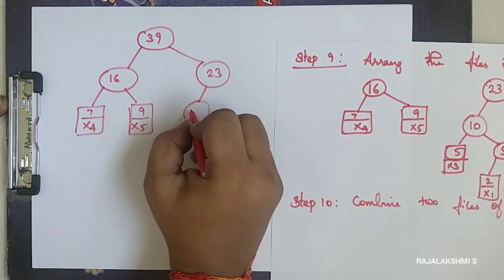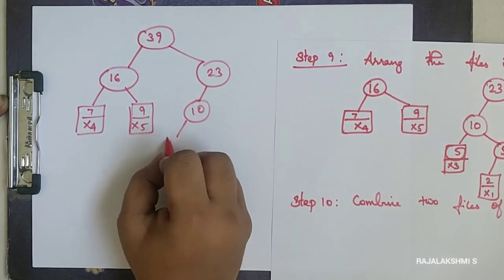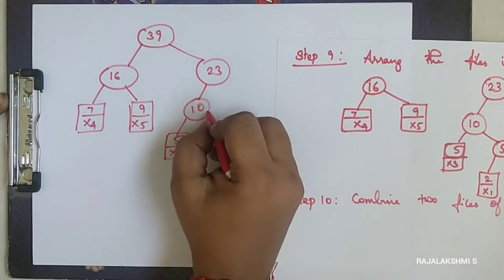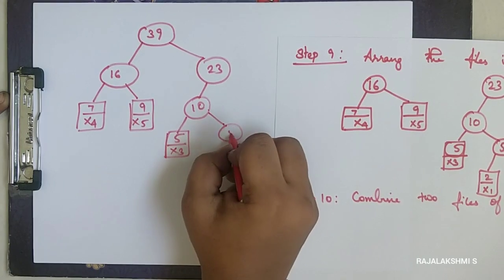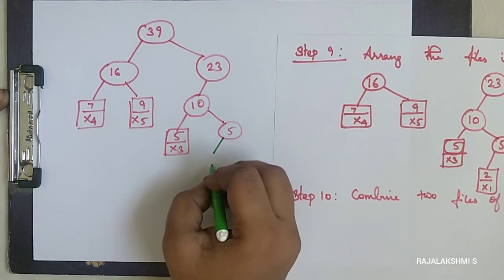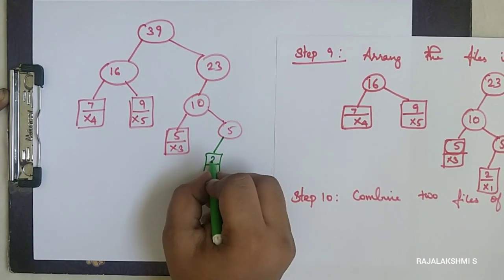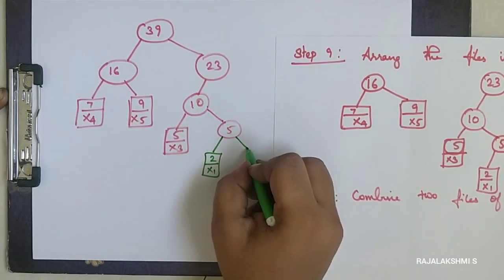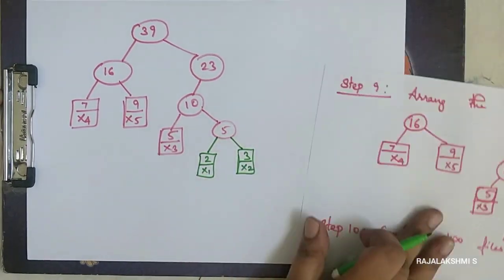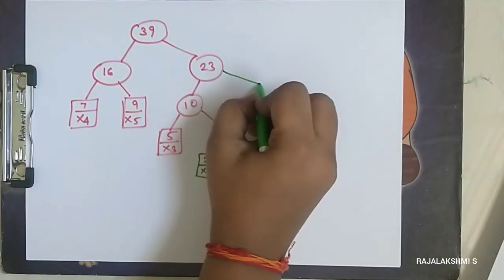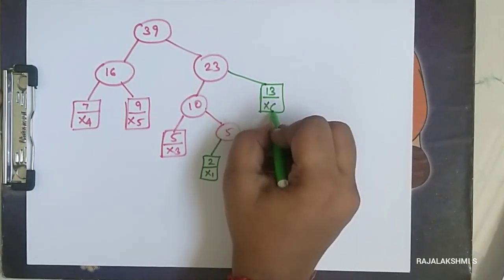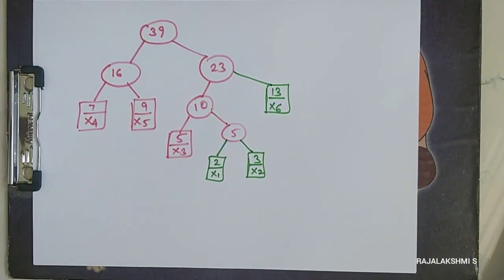So left of 23 is 10. Again left is 5 with the x3 and here I have 5. So here it is 2 x1 and here 3 x2 and finally here 13 x6, right? So we are left with only one tree.